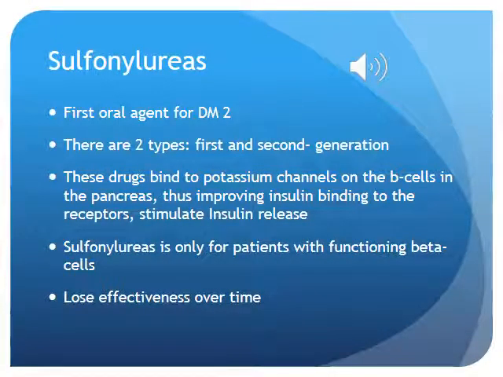Sulfonylureas are the first oral agent for type 2 diabetes. There are two types: first and second generation. Both generations are an adjunct to diet in the management of type 2 diabetes, and can also be used as an adjunct to insulin, therefore reducing the insulin dose and decreasing the risk of hypoglycemia.